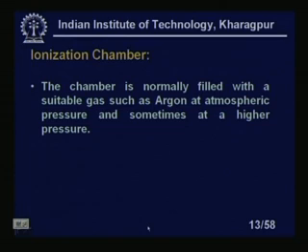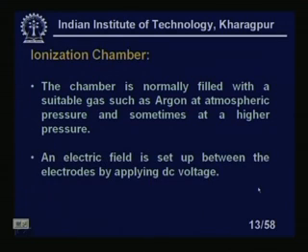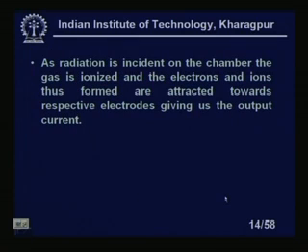Now, the ionization chamber. The chamber is normally filled with a suitable gas such as argon at atmospheric pressure and sometimes at a higher pressure. It is a very inert gas, right. An electric field is set up between the electrodes by applying a DC voltage. As radiation is incident on the chamber, the gas is ionized, and the electrons and ions thus formed are attracted towards the respective electrodes, giving us the output current.